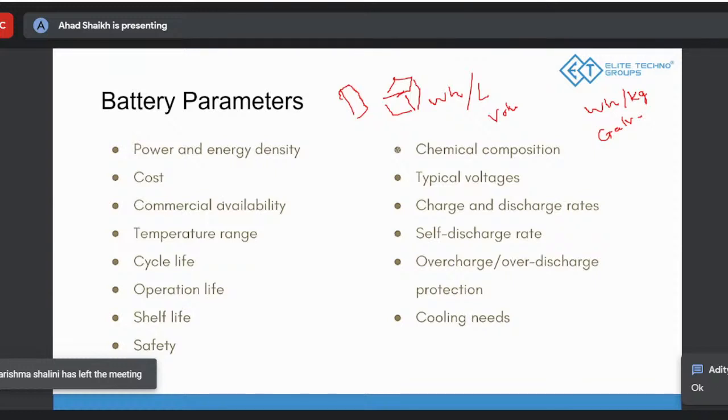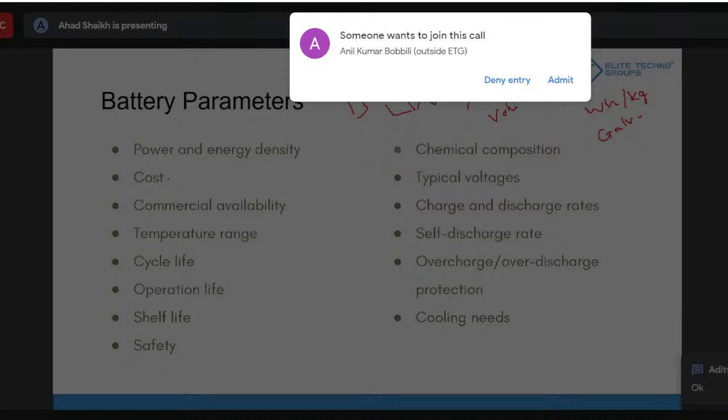particular application. And the next thing is the cost. Exactly, some chemistries are very costly, like lithium titanate battery. Titanate is a noble metal, so it comes a little costly. Other chemistries are not that costly, so you can have a look at that. Then the commercial availability of that particular cell needs to be considered.